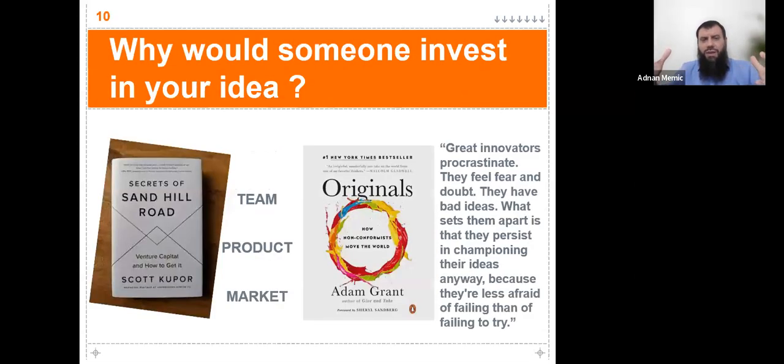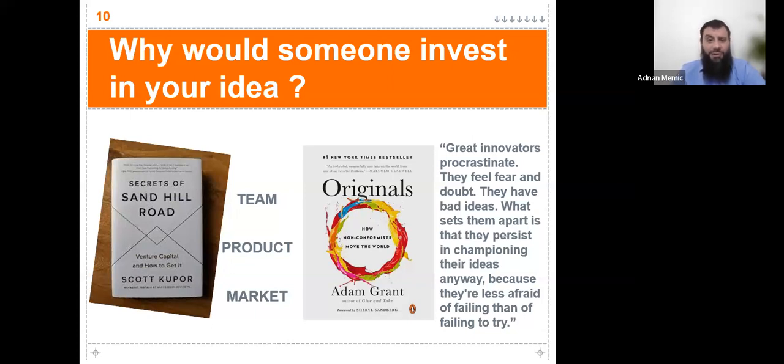And once you have that innovation, it's like, well, why would somebody fund my idea? You have to always think about this. Especially as a professor, doing things is so important. But really, it's about finding funding. And there are these two books that I usually like to screenshot. Sand Hill Road. The Secrets of Sand Hill Road.